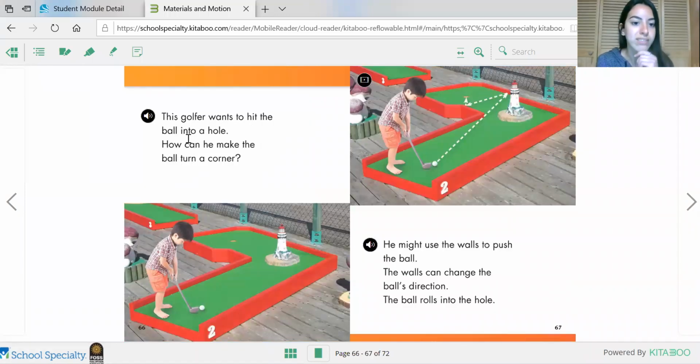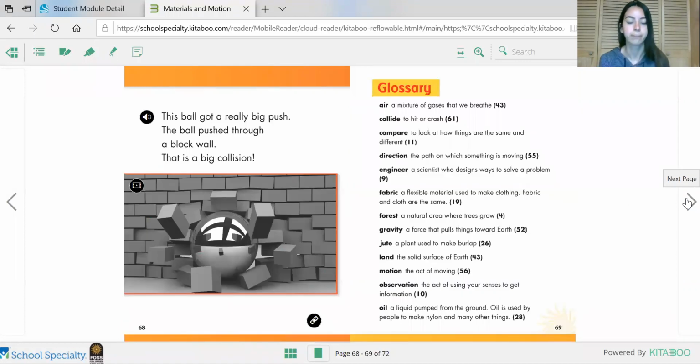This golfer wants to hit the ball into a hole. How can he make the ball turn a corner? He might use the walls to push the ball. The walls can change the ball's direction. The ball rolls into the hole. This ball got a really big push. The ball pushed through a block wall. That's a big collision. All right, let's review some of the words that we learned.